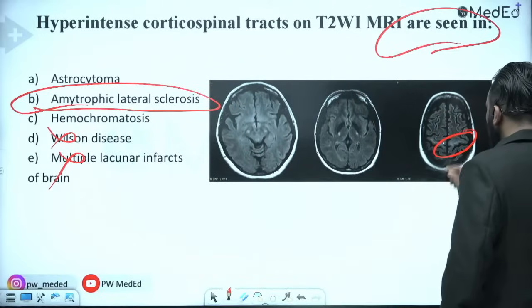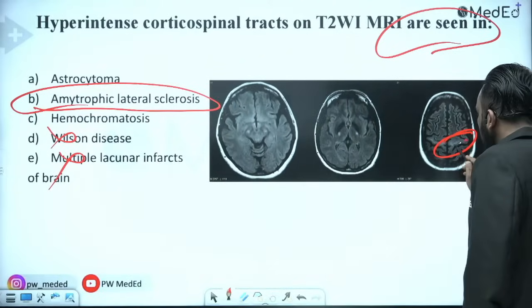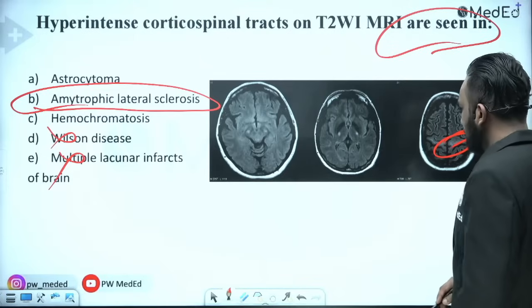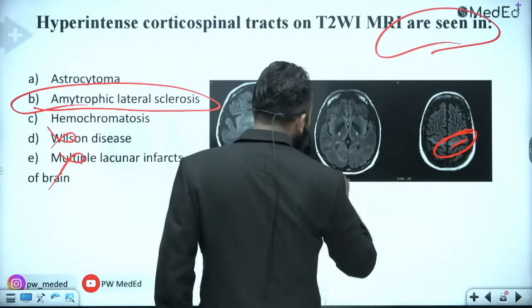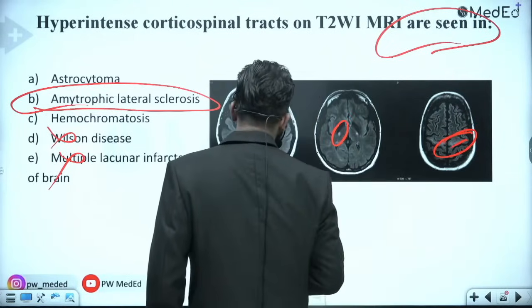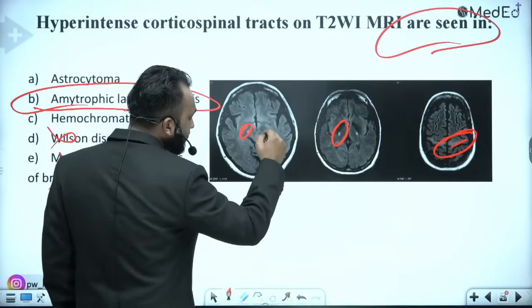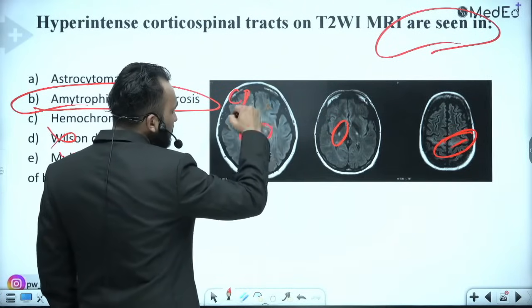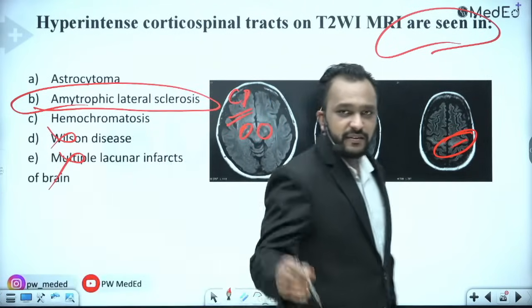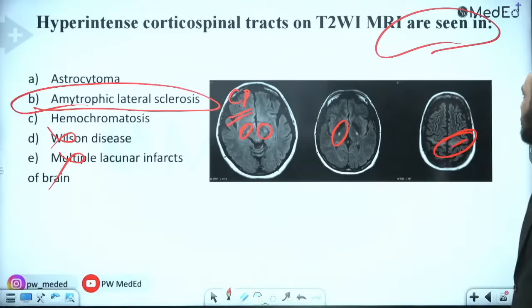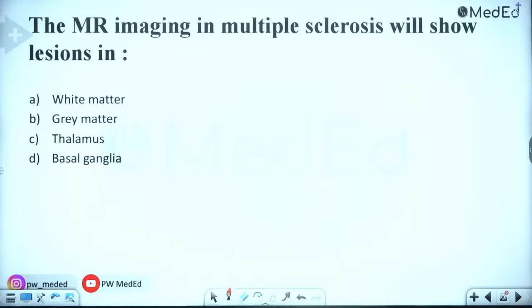Just look at the precentral sulcus. There is some hyperintensity in the precentral gyri. Then there is some hyperintensity in the internal capsule, and there is some hyperintensity in the cerebral peduncles. So this is the corticospinal tract, in which you are seeing hyperintensities.